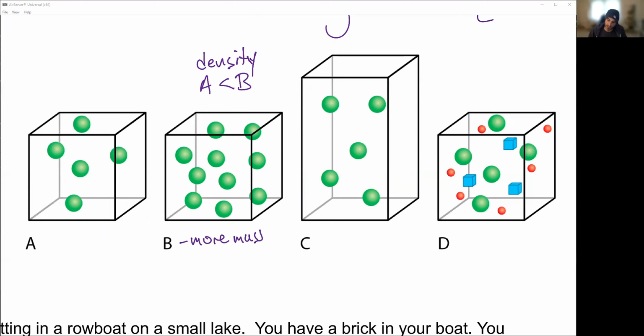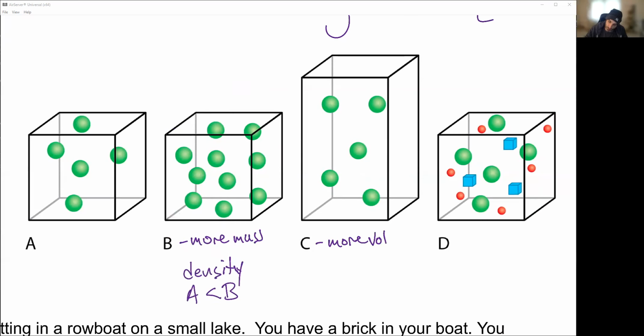We'll notice that C has more volume. Maybe I'll put this down here. That makes more sense. C has more volume. By increasing the volume, we've actually made it less dense because we have less mass per unit area. So the density of A is actually greater than the density of C. How about the density of D?